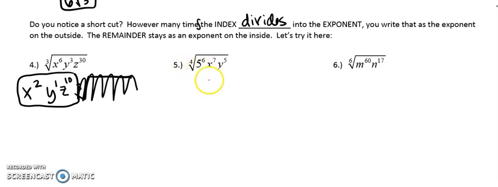We're going to do the same thing over here. Don't be freaked out. There's a 5. You're going to treat it the exact same way. So 4 goes into 6 1 time with 2 left over.